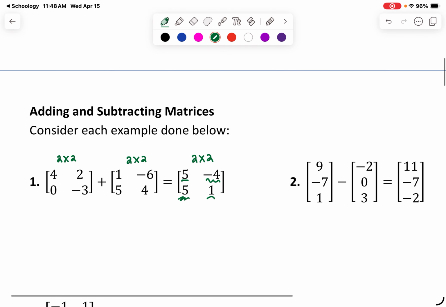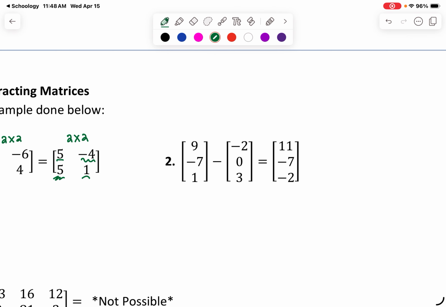Okay, see if you figured it out. Look at this one right here. This is a 3 by 1. This is a 3 by 1. And the resulting matrix is this 3 by 1. See if you can figure out where the 11 came from, the -7 and the -2.